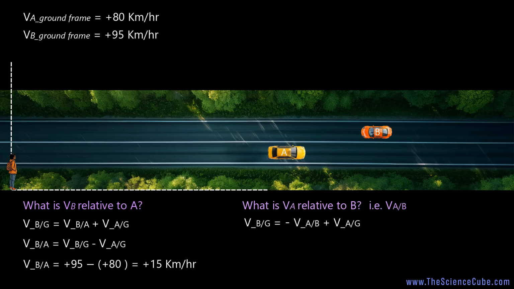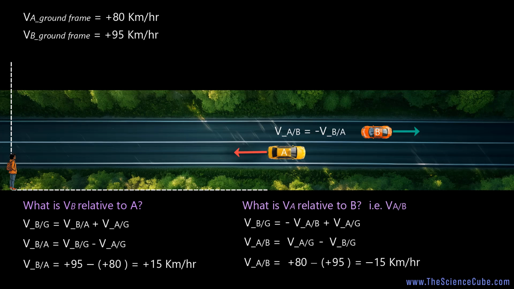If A sees B moving at positive 15 kilometers per hour, B must see A moving at negative 15 kilometers per hour. VA/B equals negative VB/A. It is a direct mirror image. Therefore, VA/B equals VA/G minus VB/G equals positive 80 minus positive 95 equals negative 15 kilometers per hour. You appear to be moving backward at 15 kilometers per hour as seen from the other car. Now, the acceleration result.